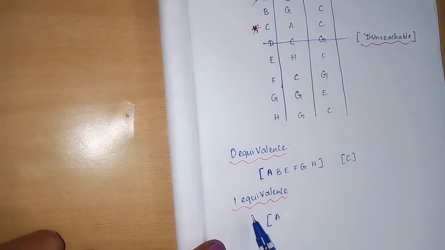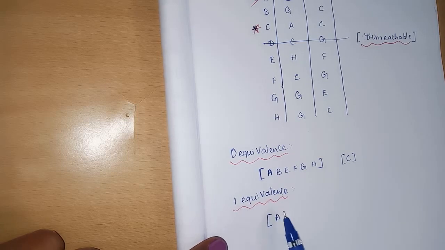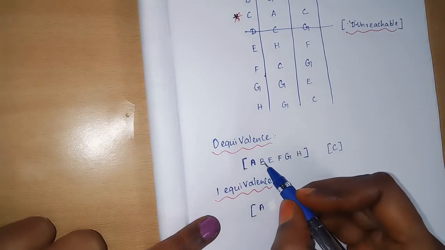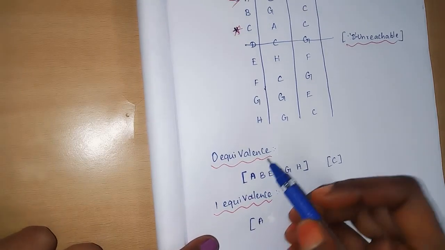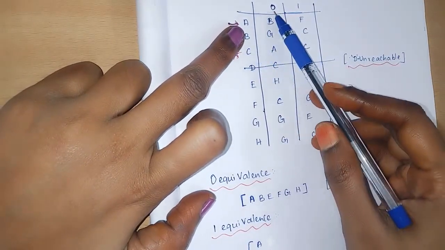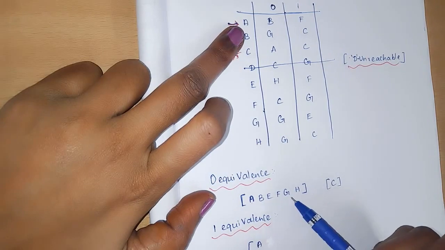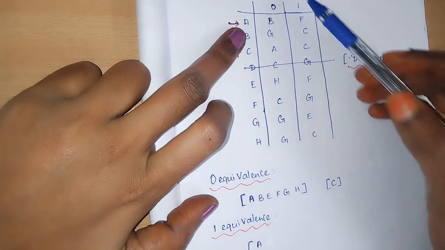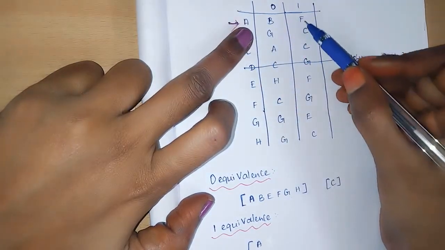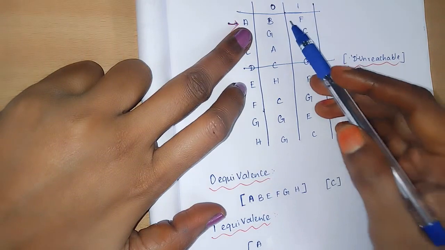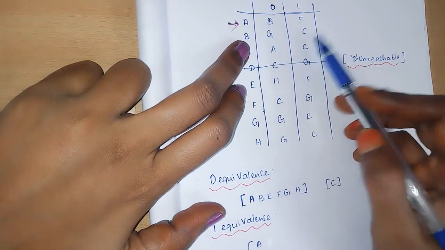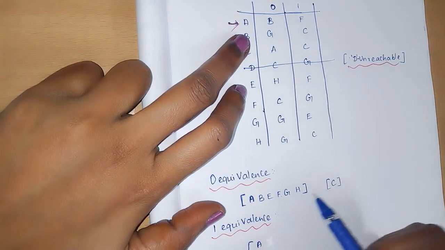After that you have the one equivalence. In one equivalence, we need to check whether A and B are one equivalent or not. How do you check it? Just look at the transition table. A and B on 0 go to the same state. On 1, A and B go to two different states: B goes to C, and A goes to F. These are from the two different sets.